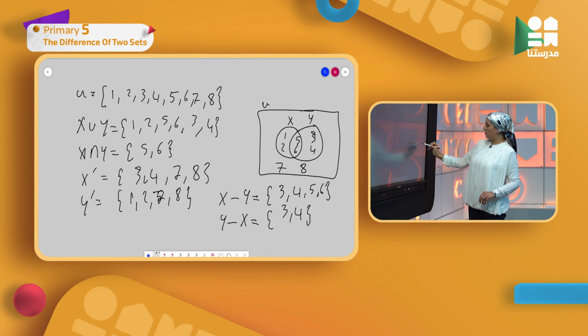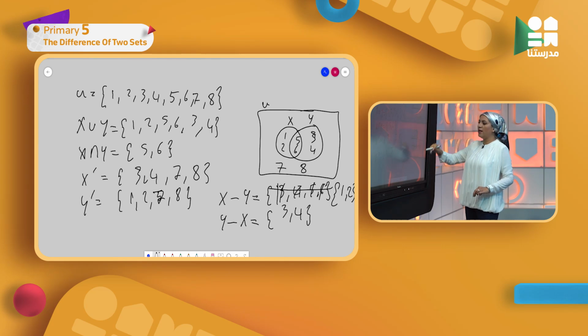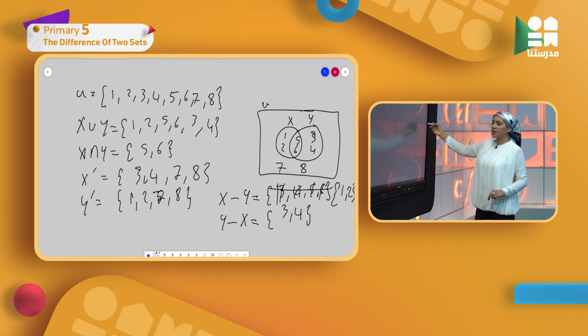I'm sorry, these are not correct. X minus x complement y, so I don't take these. So here it's x complement y. This is 1 and 2. Sorry, this one is 1 and 2, which are in x and not in y, and y complement x are the elements in y and are not in x.